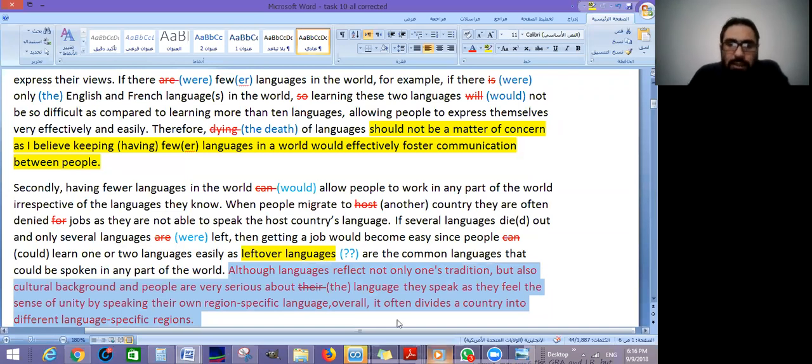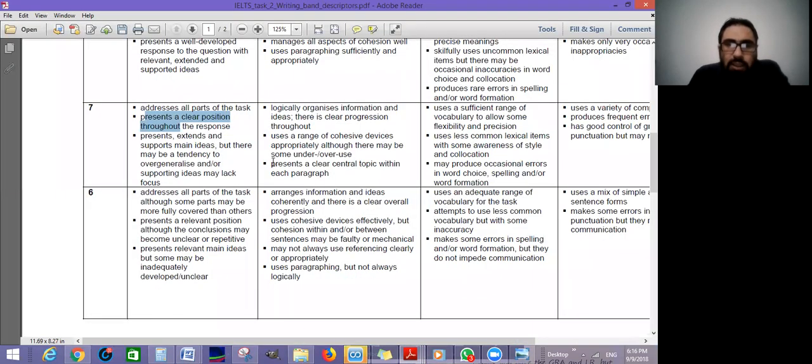When we look at what it says here for 6, it says, presents a clear central topic within each body paragraph. Now, the second body paragraph started talking about work, and then it moved on to traditions and so on. So I can't really say that there is a central topic there. There was a mix of topics. That could have been in a separate body paragraph.